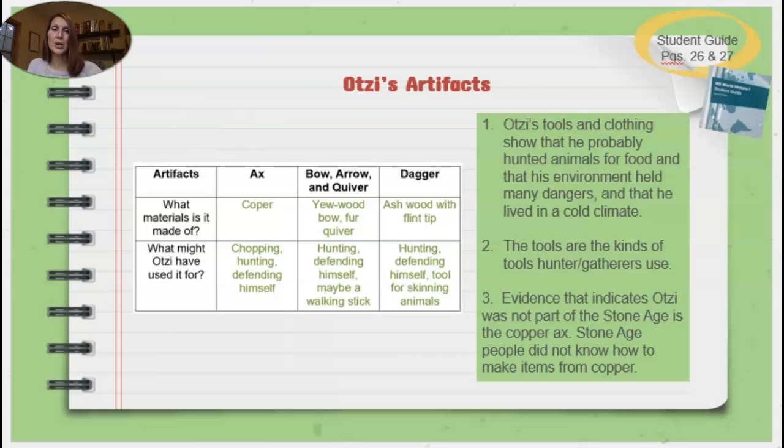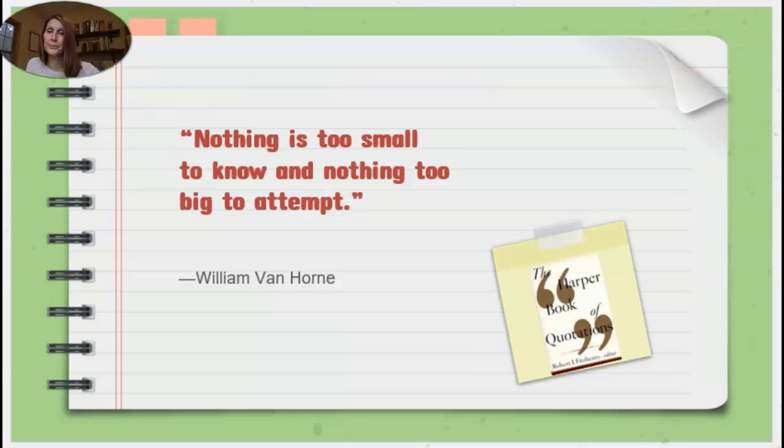And here you can check your chart. Question number 1, Otzi's tools and clothing show that he probably hunted animals for food, that his environment held many dangers, and that he lived in a cold climate. The tools are the kinds of tools hunter-gatherers use, and the evidence that indicates Otzi was not part of the Stone Age is the copper axe. Stone Age people did not know how to make items from copper.